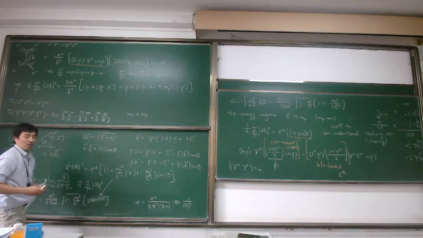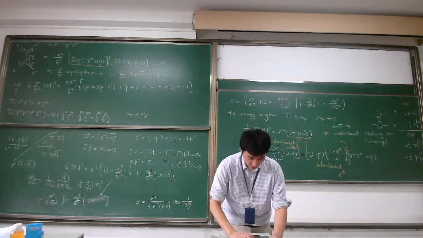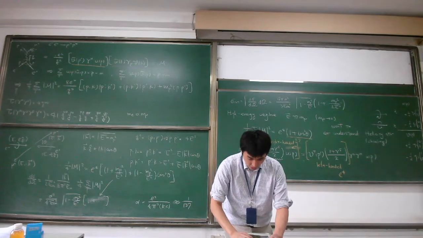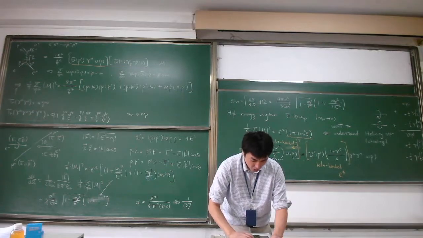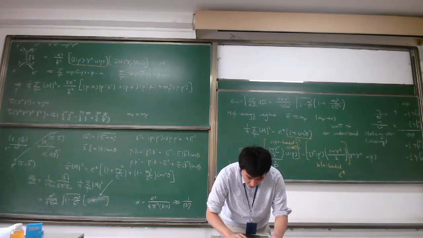I don't know how Peskin and Schroeder explain this one. I already forgot. I think I should copy and paste from Peskin and Schroeder. Sorry, let me take a look.